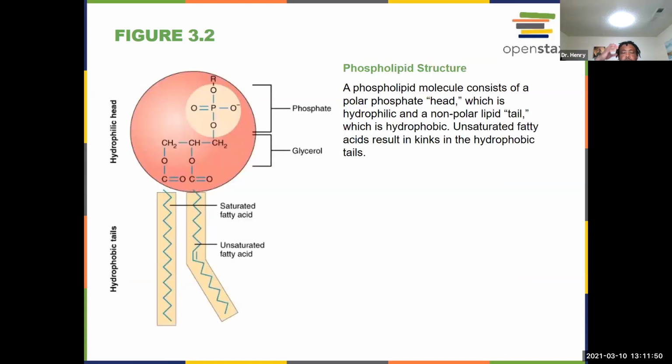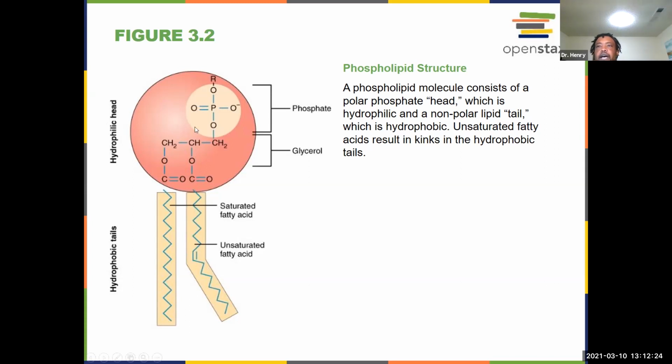So the cell membrane is basically made up of phospholipid structures. If you remember from last week, we talked about the phospholipid. The phospholipid has what we call a dual characteristic. Part of it is hydrophobic, and part of it is hydrophilic. Hydrophilic means like water. Hydrophobic means scared of water.